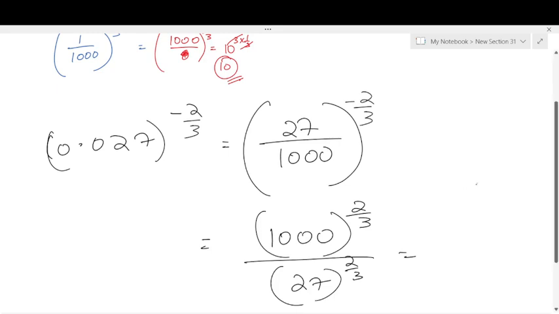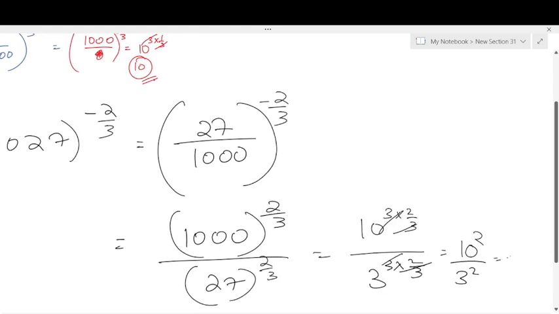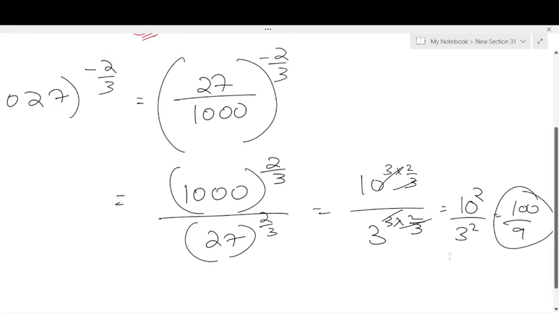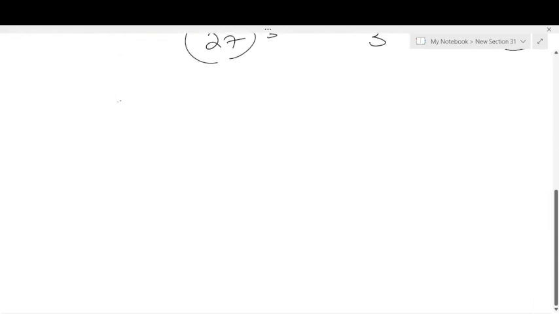Okay. For 1000, what do you write? For 27, 2 by 3. 3 and 3 get cancelled. What is left, students? What is 10 square? 100. So 100 by 9. You can write it as 100 by 9, or you can just leave it like this, or convert it to a mixed fraction.